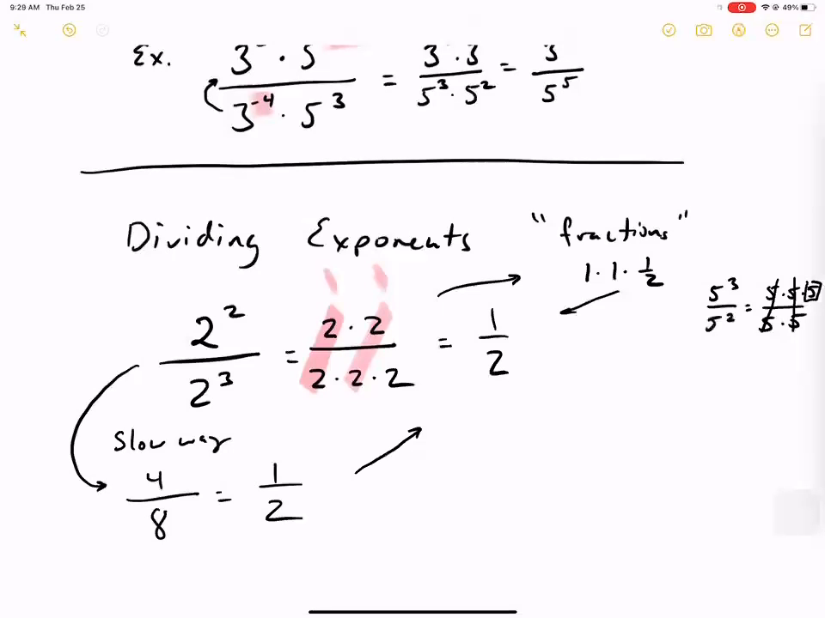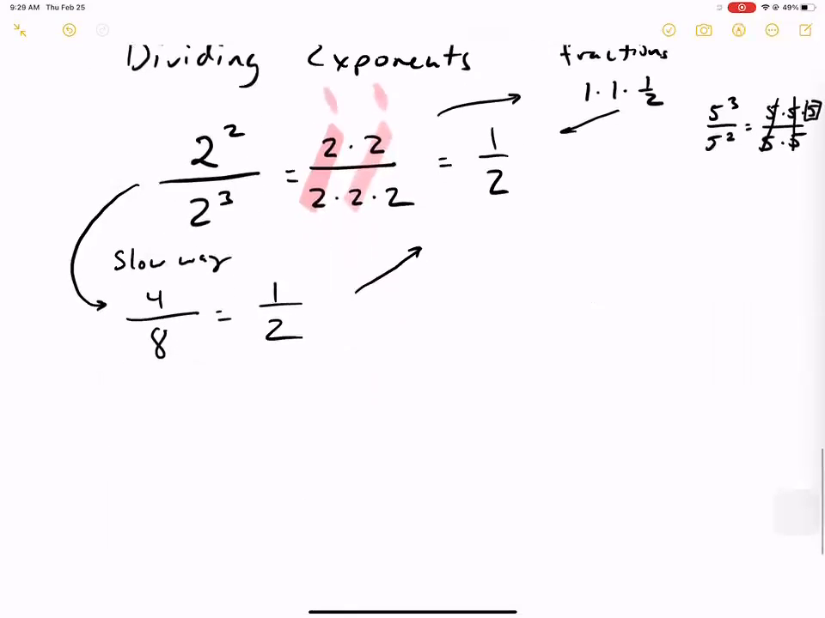Now, we don't want to do this for a huge number. What if I wrote 5 to the 10 power? What if I wrote 5 to the 100 power? We don't want to write out 100 of these. So let's look at what the skill is. There are a couple ways that we're going to use the skills that we learned before to redo this problem. So let's rewrite this problem here as 2 squared over 2 cubed.